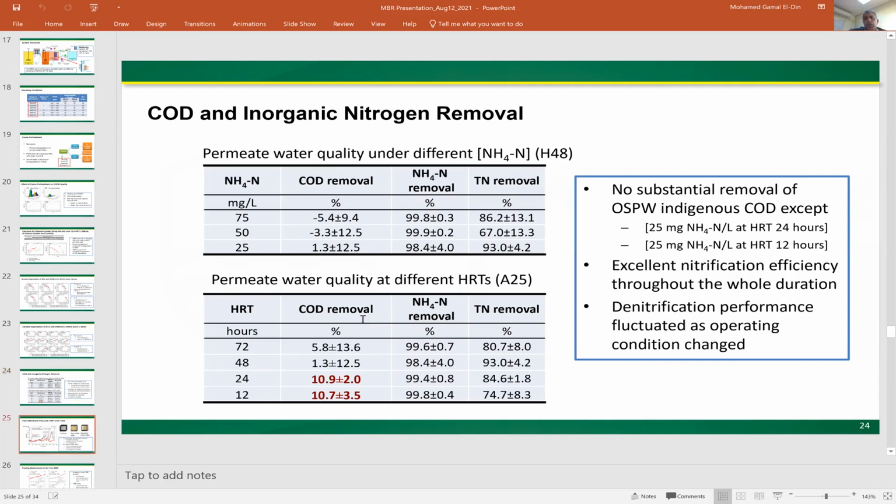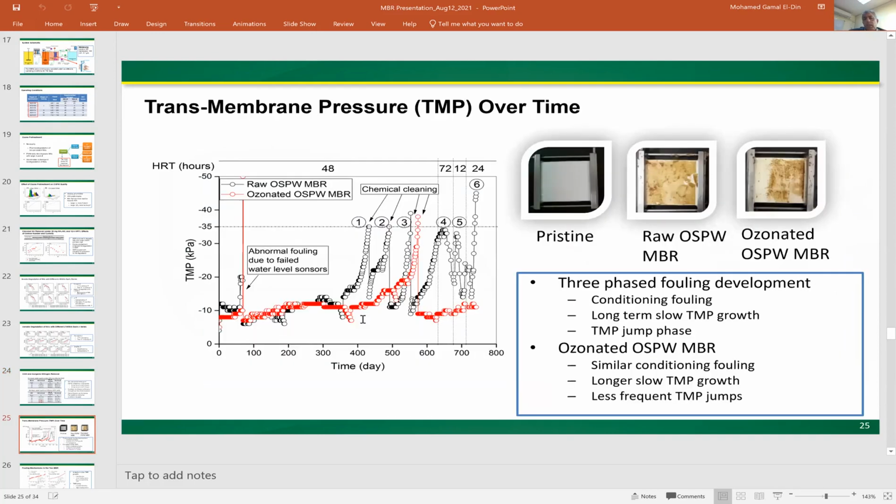And this is a picture showing you the different episodes of chemical cleaning that we did. As you can see, the first chemical cleaning took place only after about 400 days of operation. Before that, we were only doing physical cleaning, or basically periodic washing of the membranes. So we didn't need to do chemical treatment for almost 400 days. And the 3 phases of fouling were conditioning fouling, followed by a long-term slow transmembrane pressure growth and a transmembrane pressure jump phase. This is basically for the fouling.